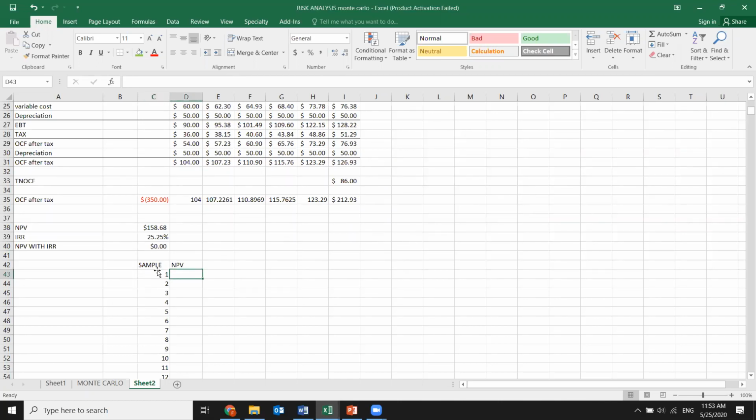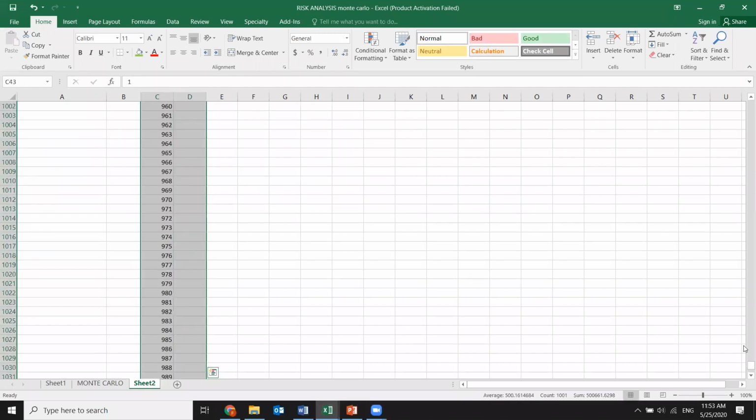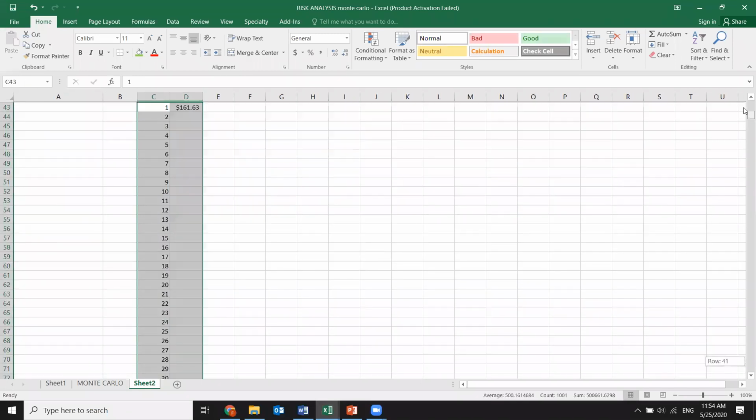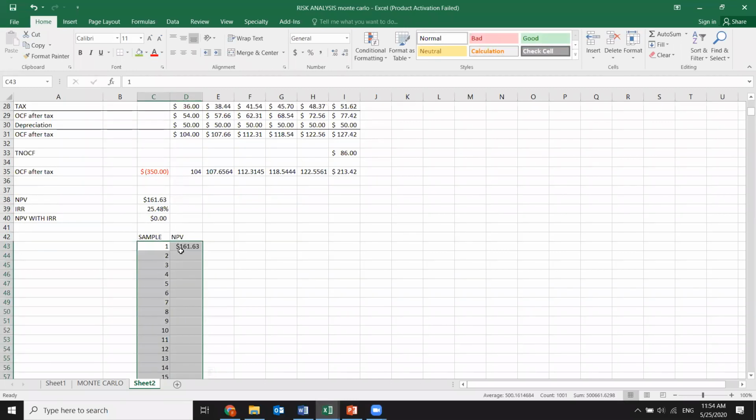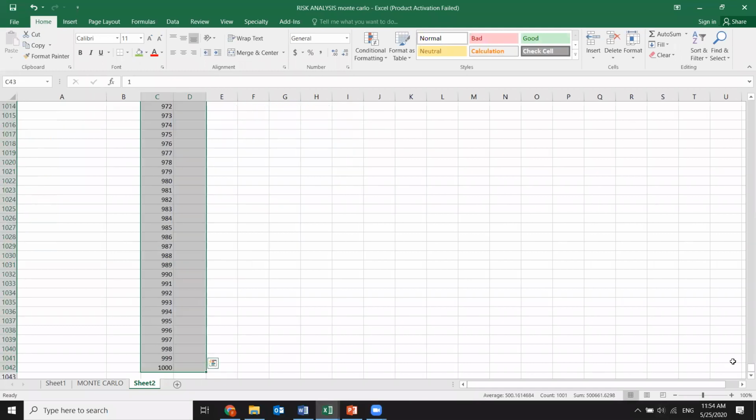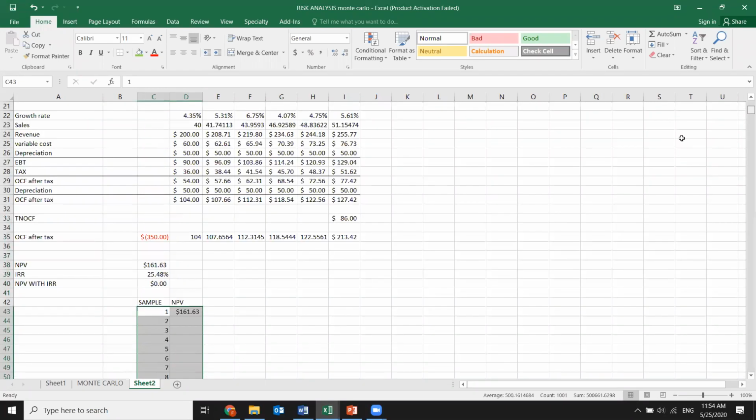So now my NPV is this. Okay. I select all to run the scenario, NPV scenario. Okay, now I selected all. Do you know how to select? If you want to select all, what do you do? You just press Shift, Control, and right arrow and down arrow. That's it. It selects everything automatically and quickly instead of just dragging down.